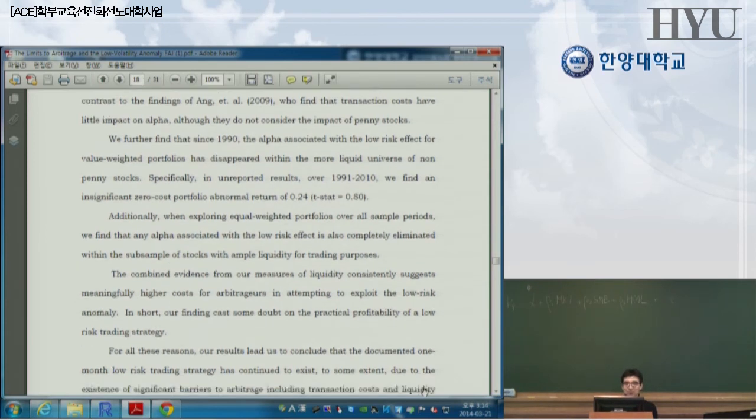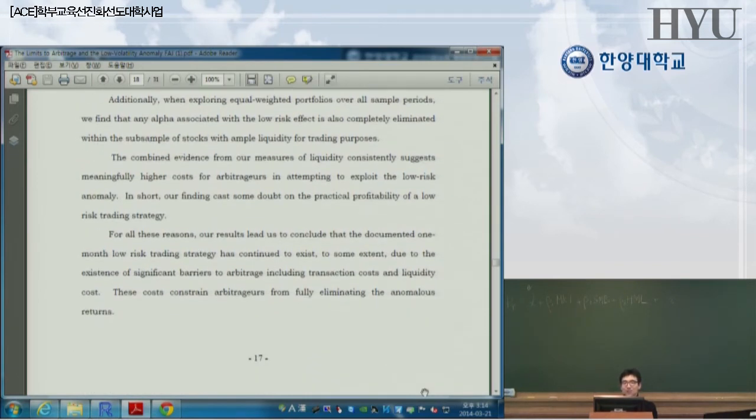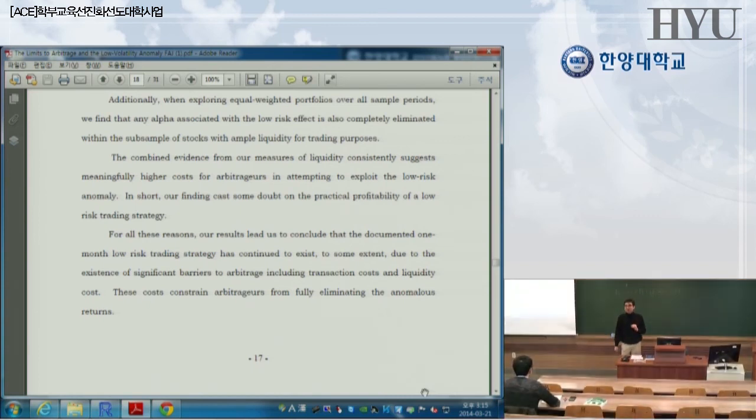For all these reasons, our results lead us to conclude that the documented 1-month low risk trading strategy has continued to exist to some extent due to the existence of significant barriers to arbitrage, including transaction cost and illiquidity cost. So it means that the dollar is on the table because no one can grab it. It is too expensive to grab the dollar from the table. So it is their argument.